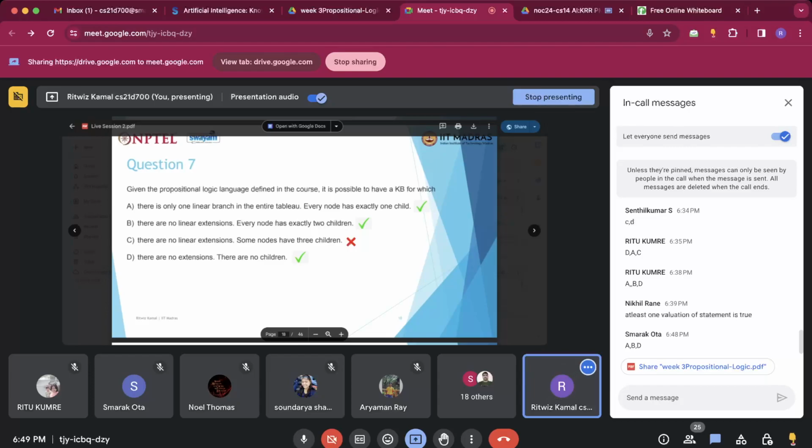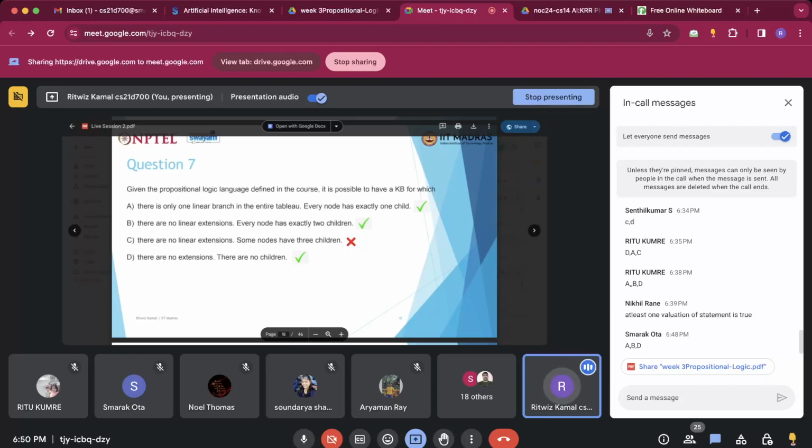Another is there are no linear extensions. Every node has exactly two children. This is the case where there are only OR connectives present. So any simplification you try to do results in a branch because of only OR connectives being present. Then the last option says there are no extensions and there are no children. We already have the set of facts in the most simple form that we could get, right? So there are no extensions at all, and there are no branches, no linear extensions, no children. So this is also possible.